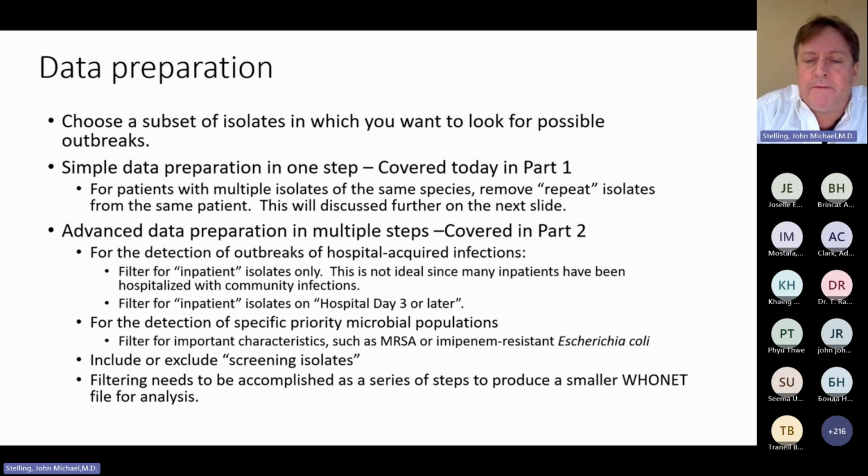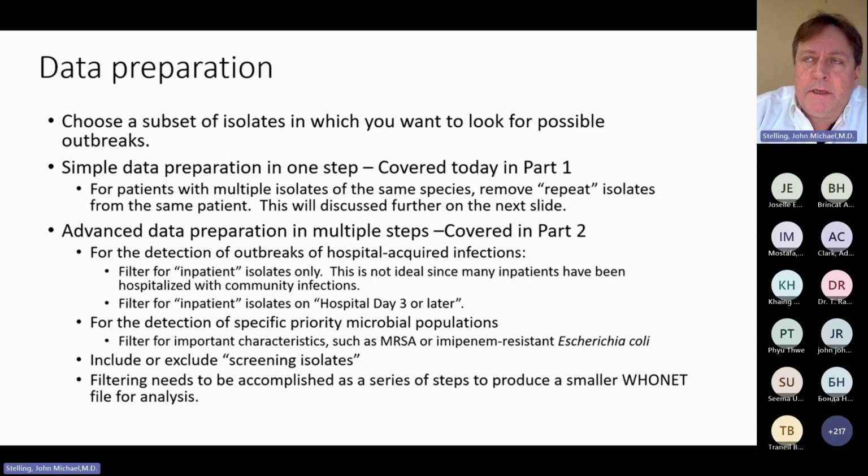For the detection of outbreaks of hospital-acquired infections, it is helpful to exclude the community isolates. For example, you can filter on inpatient isolates only. This is not ideal because many inpatients, in fact, do not have a hospital infection. Many inpatients have community infections requiring hospitalization. So yes, you can remove the community samples and only focus on the inpatient samples, but many of the inpatient samples represent community disease. A better way is to look at the hospital admission day.